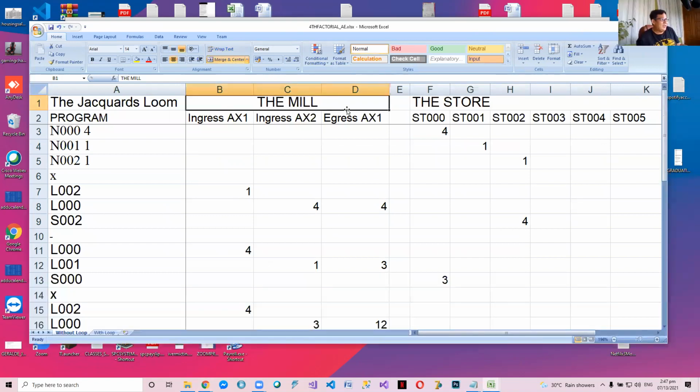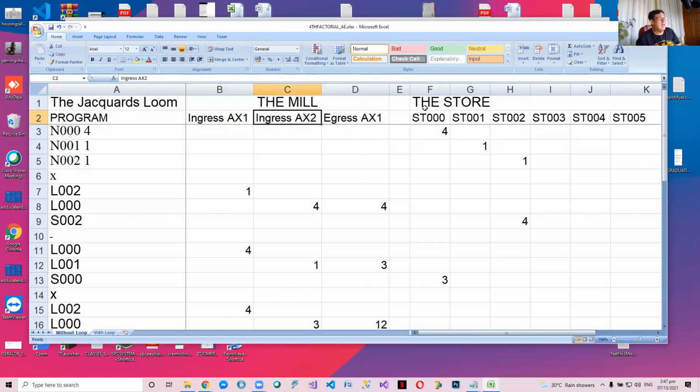So, ganito yon. There are 3 parts of the analytical engine. First, you have the Jacquard loom. Do you follow? Sa Jacquard loom, nandun yung program as a sequence of cards. Number cards, operation cards, and variable cards. Now, the second component is the mill. Nandun sa mill yung ingress axis at saka egress axis. Yung ingress axis, dalawa. AX1 and AX2.